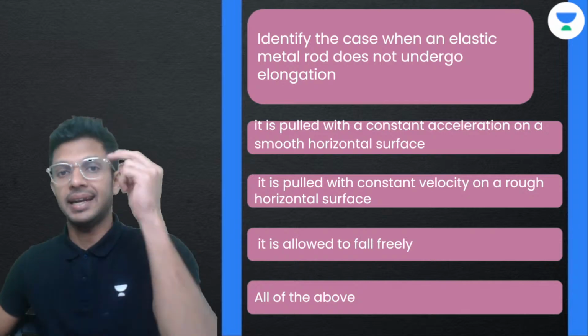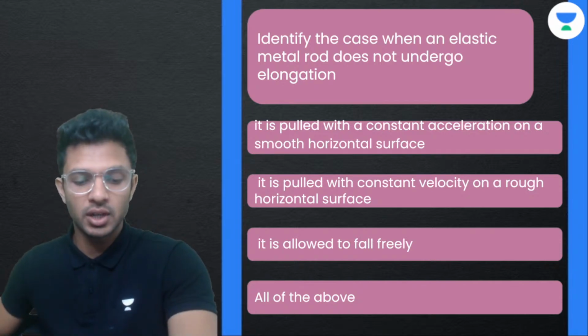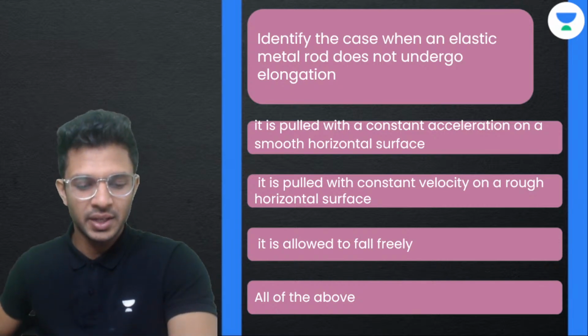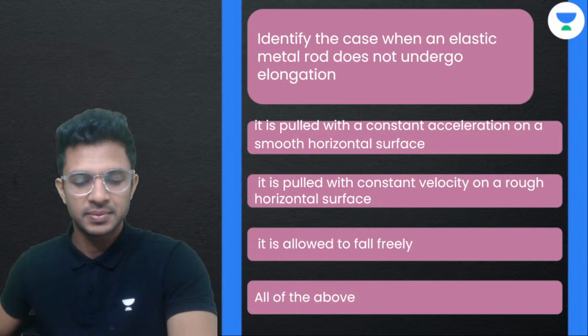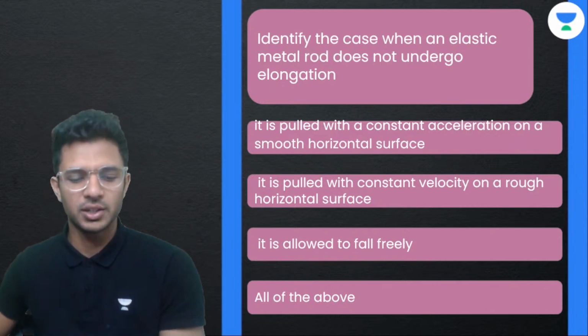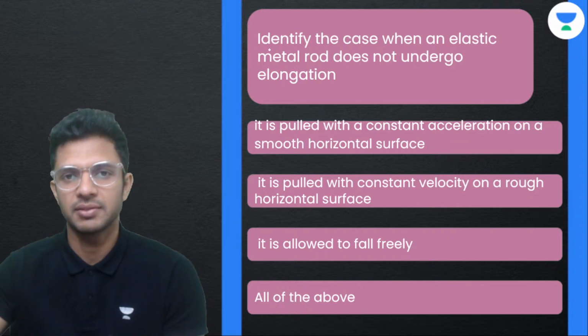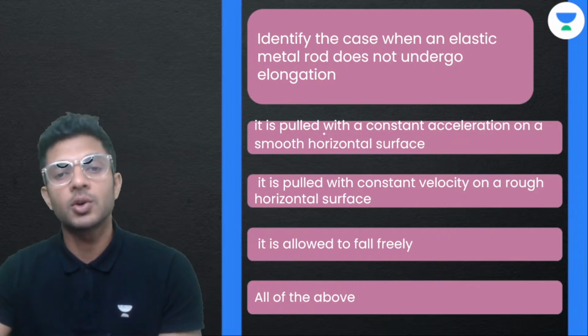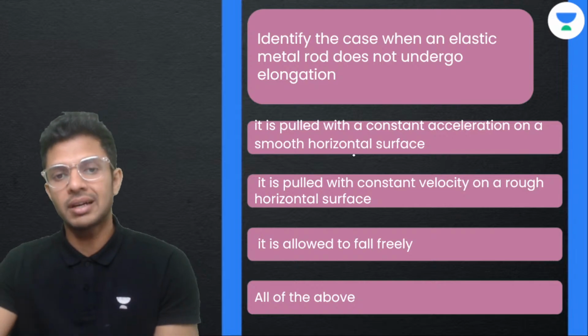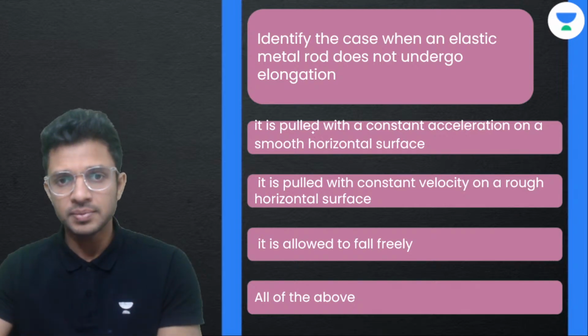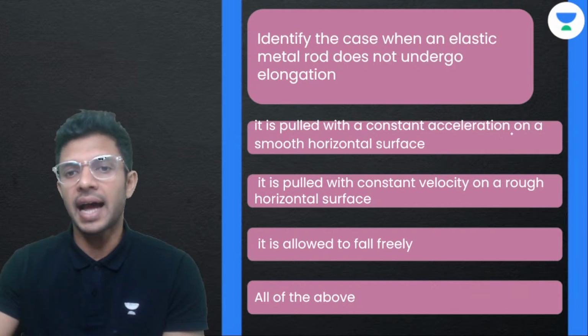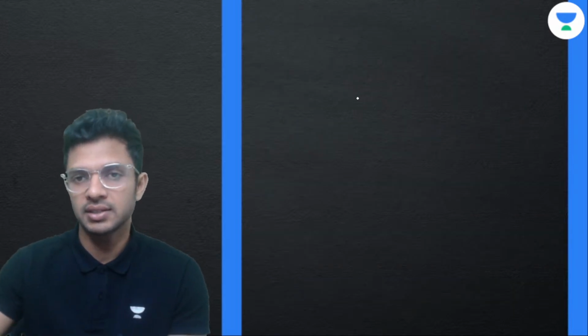Identify the case when an elastic metal rod does not undergo elongation. So we have the answers from Lakshman as C, Devika C, Jia C. Yes, it's option C only. Most of you already know, right? Okay. Very good. So let's go through each and every option and try to understand why option C is our correct answer. The first one is: it is pulled with a constant acceleration on a smooth horizontal surface.